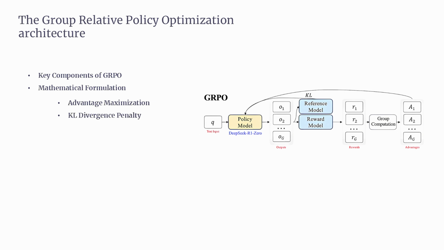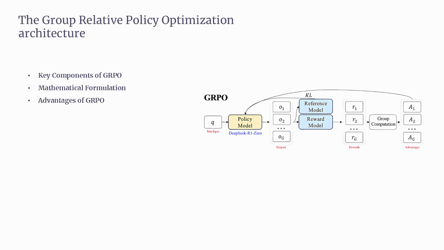2. KL divergence penalty. This component helps control the distance between the current policy and the previous policy to ensure stable updates. It is represented as follows. The total loss function is then the sum of these 2 components.